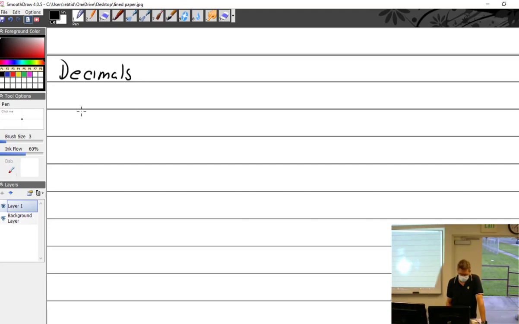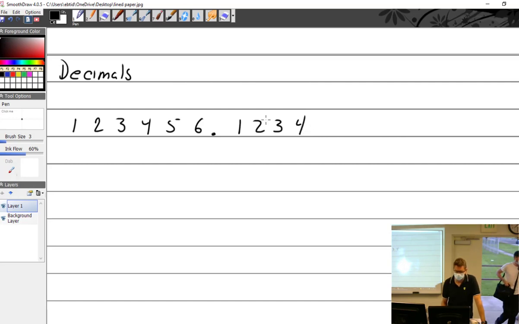Okay, we talk about decimals. We have our decimal places. So we have, let's see, 1, 2, 3, 4, 5, 6 places, and then 1, 2, 3, 4. All right. So, as a refresher, this is the ones.